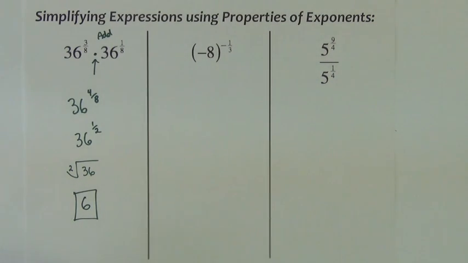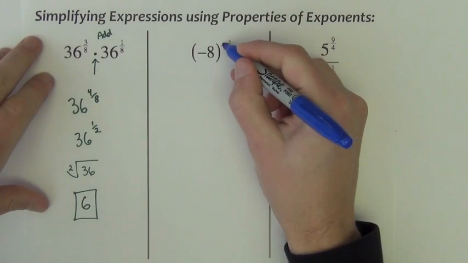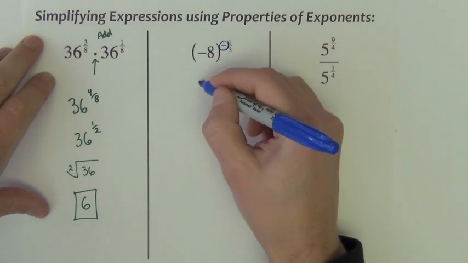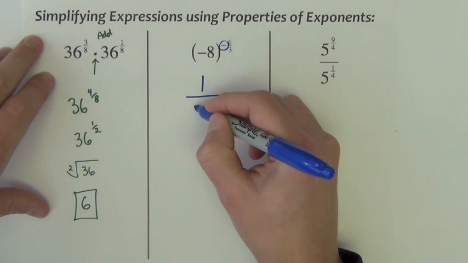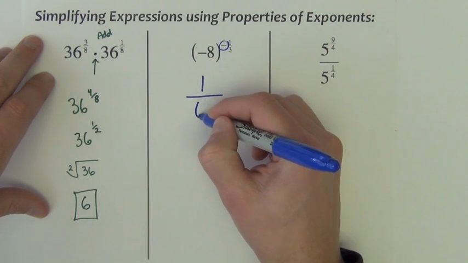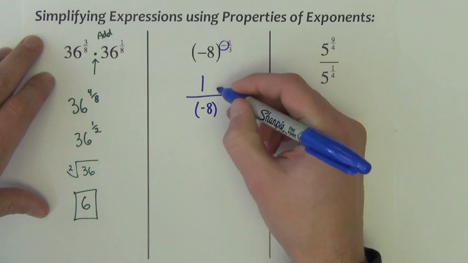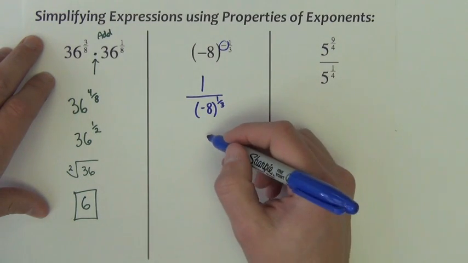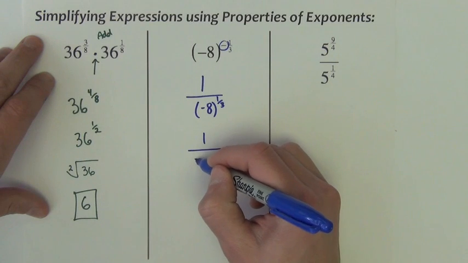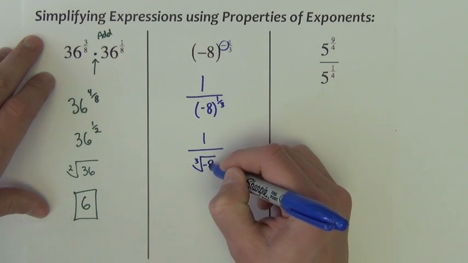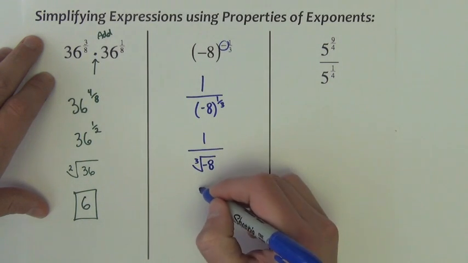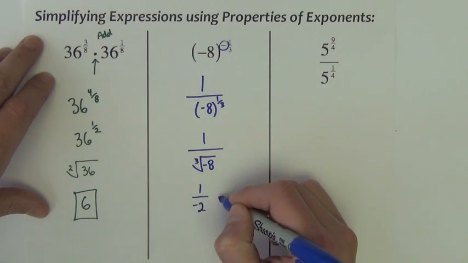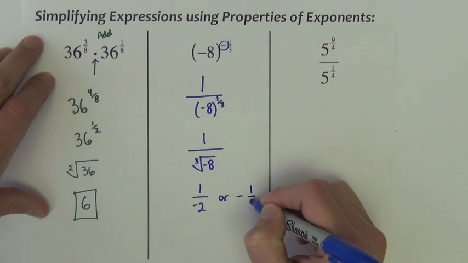Okay, the next one we've got a negative exponent. So I begin by making the negative exponent positive. We do that by turning this into a fraction. 1 over negative 8 to the positive 1/3 power. That's the same as 1 over cube root of negative 8, which is the same as 1 over negative 2, or negative half.